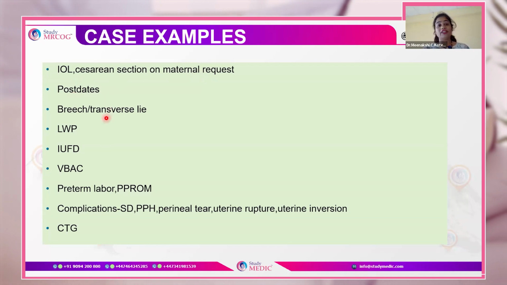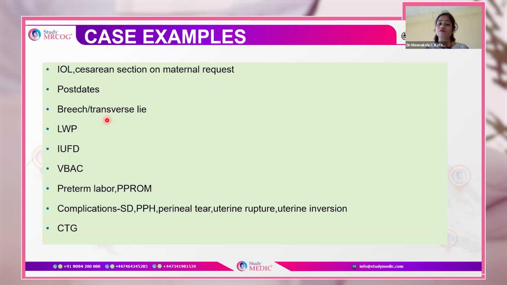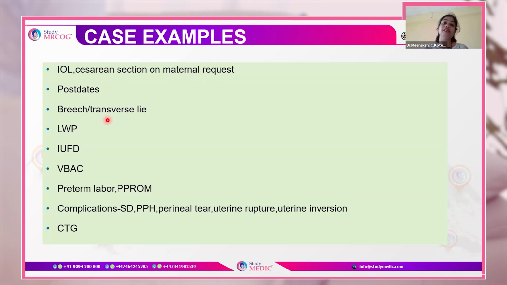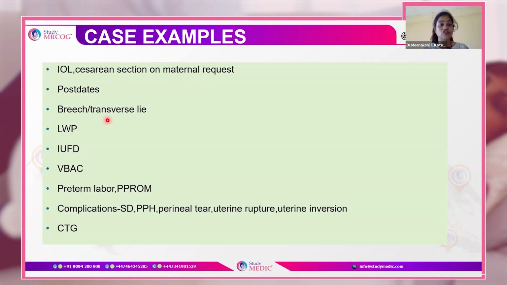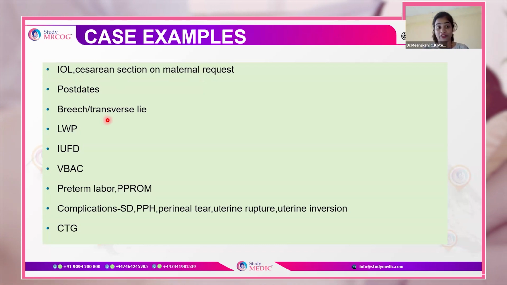And then you have got the breech or the transverse lie, where you're supposed to explain the different options which are available to her. That is mainly based upon the fetal weight, and it depends upon the gestational age. It depends upon her preferences, everything holistically. You have to take an approach and explain to her.